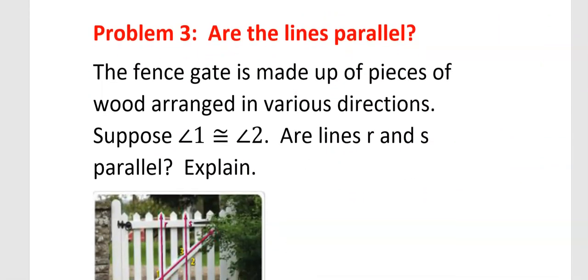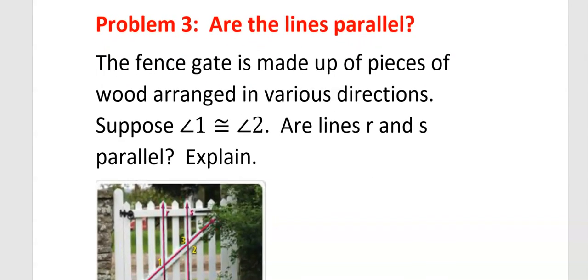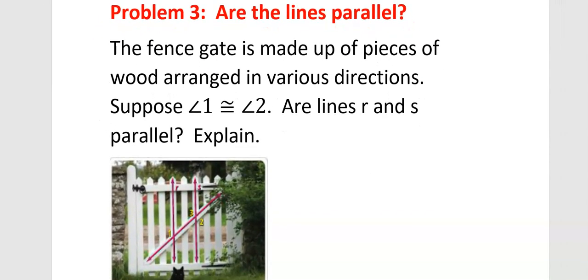Okay, this one is not a proof, but you kind of have to tackle it like a proof. The fence gate is made up of pieces of wood arranged in various directions. Suppose 1 and 2 are the same. 1 is here, 2 is here. They put the numbers in yellow, so you can't really see them that great. They're saying 1 and 2 are the same. What kind of angles are those? One is on one side of the transversal, the other is on the other side.